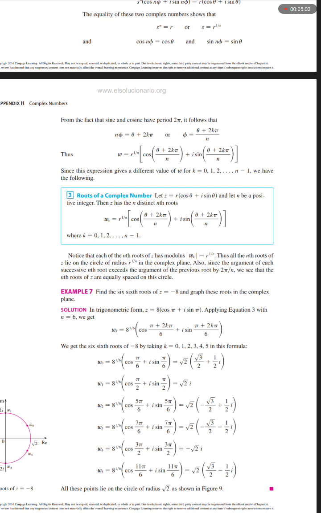Notice that each of the nth roots of z has modulus |w_k| equals r^(1/n). Thus all the nth roots of z lie on the circle of radius r^(1/n) in the complex plane. Also, since the argument of each successive nth root exceeds the argument of the previous root by 2π/n, we see that the nth roots of z are equally spaced on this circle.